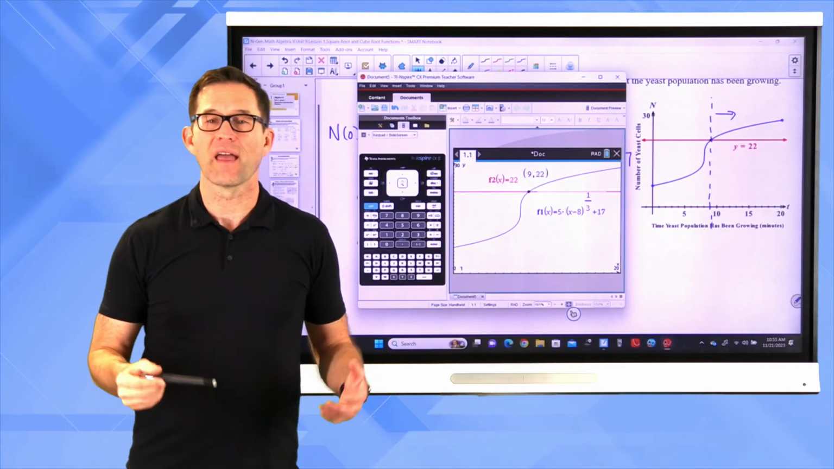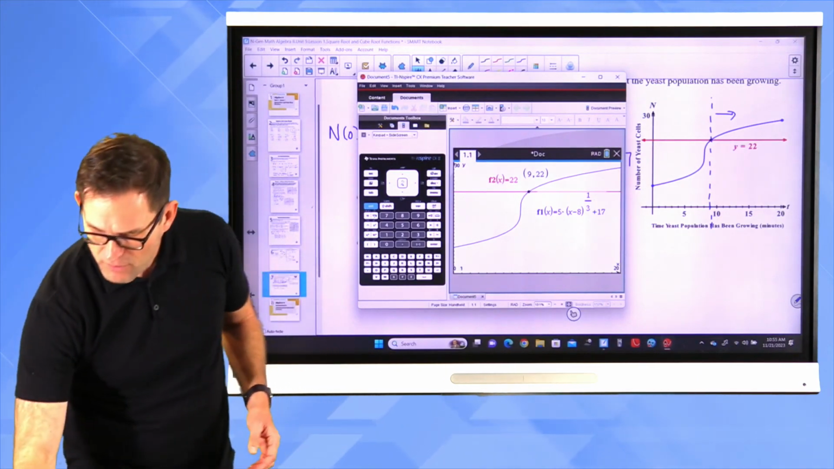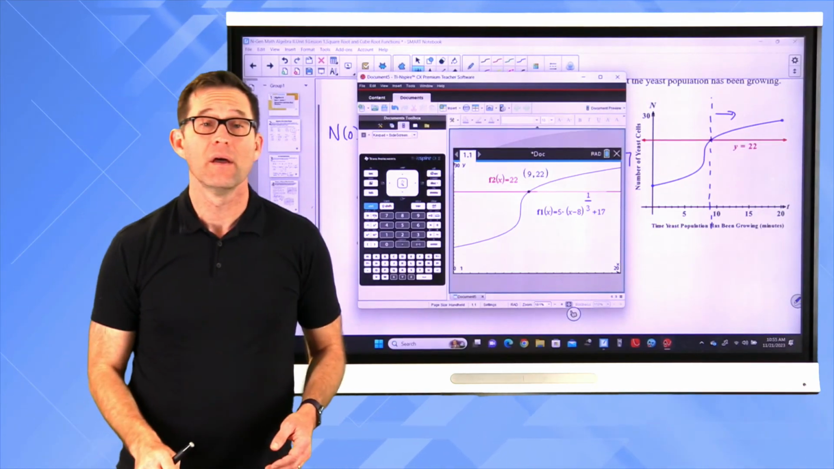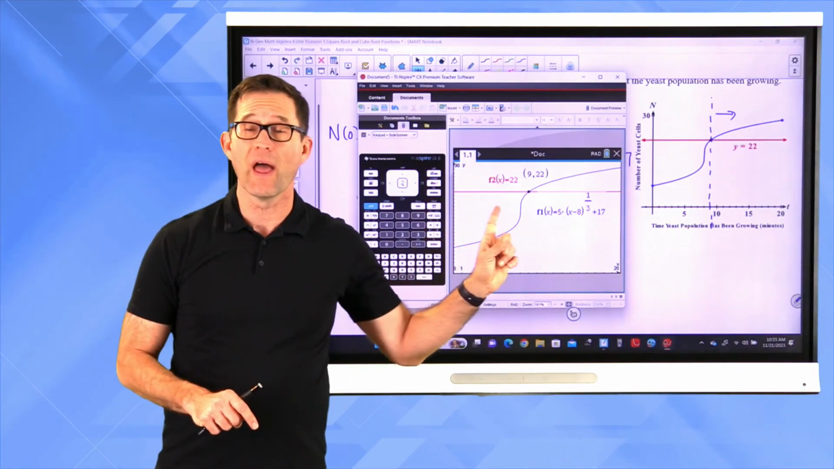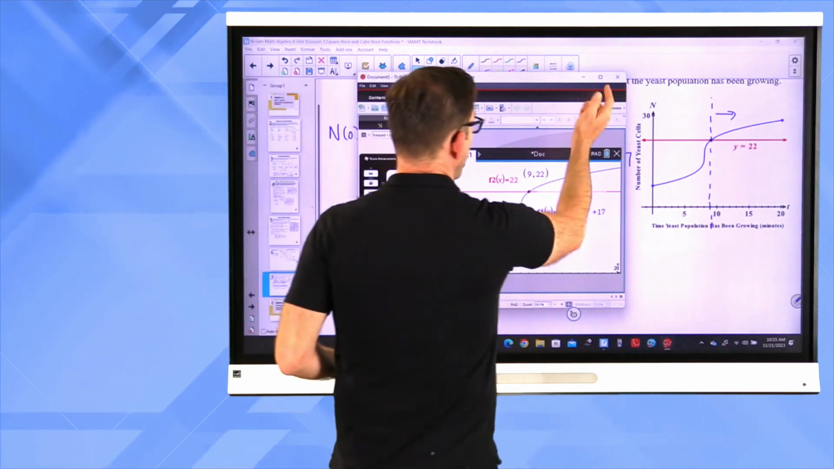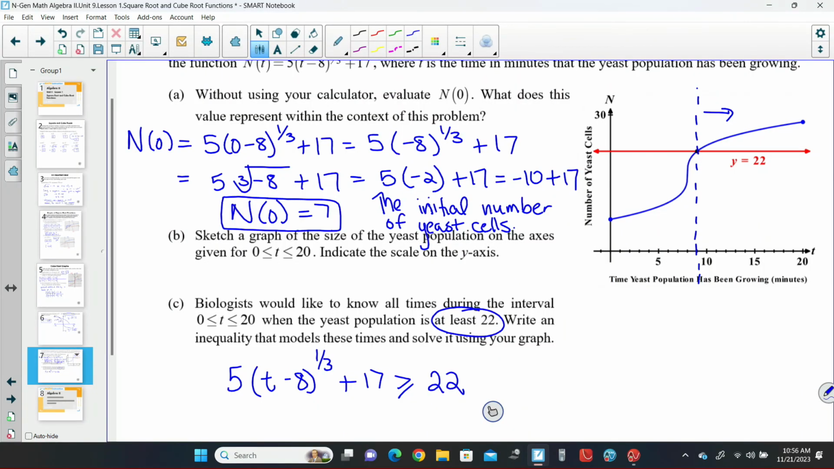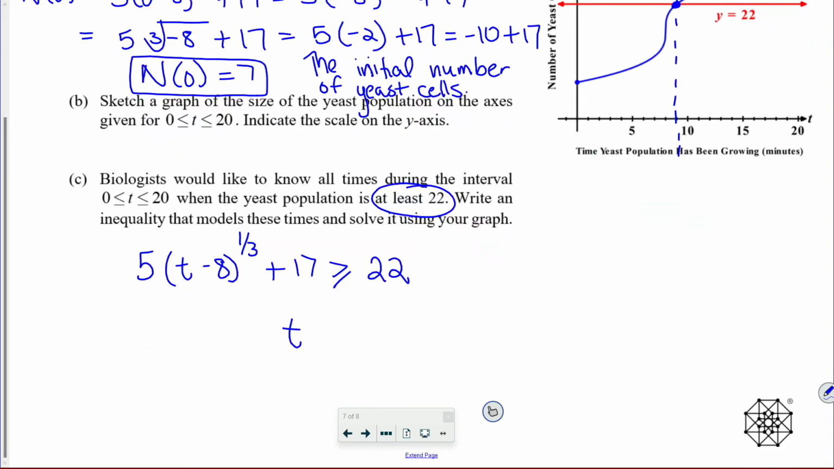That's intersecting at (9, 22), meaning that after 9, I think the time units here are minutes, after 9 minutes, right, we have a population of 22, and every time after that, we also do. So on our graph, we would want to label our intersection point (9, 22), and then we'd simply say that t is greater than or equal to 9 minutes.